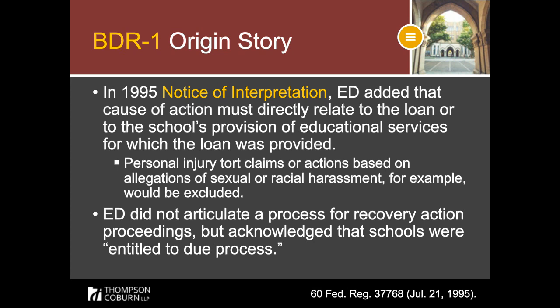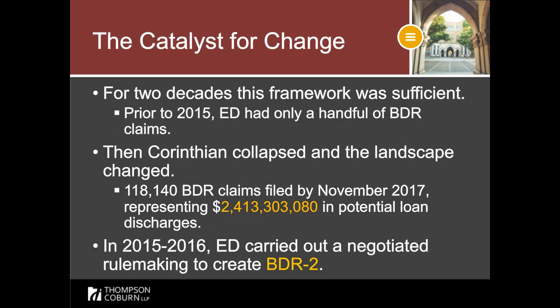The department also said at that point, we don't have any formal process for adjudicating these, but we acknowledge that schools should be entitled to some due process. In other words, a school should get a crack at telling their side of the story. And that was where they left it, right? And for 2 decades, between '95 and 2005, and really even after that, that framework was sufficient. I've heard lots of different numbers, but the understanding is the number of claims that came in over that 20-plus year period was probably, if not single digits, low double digits.